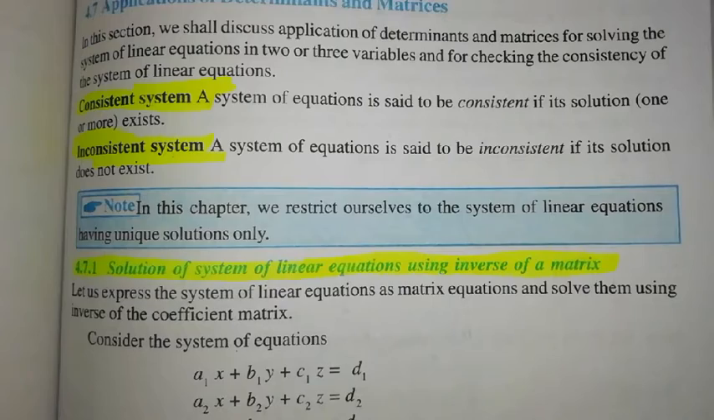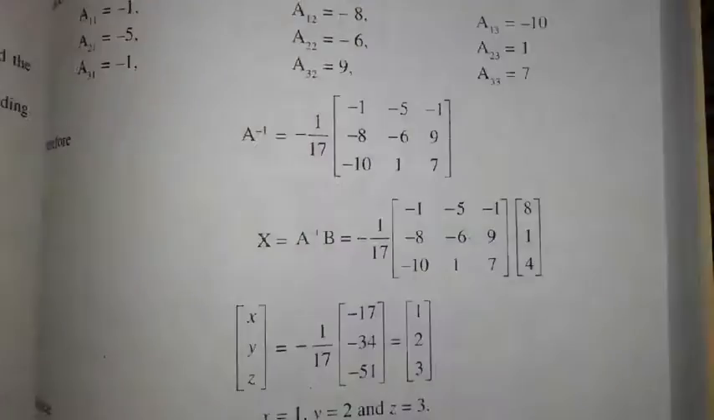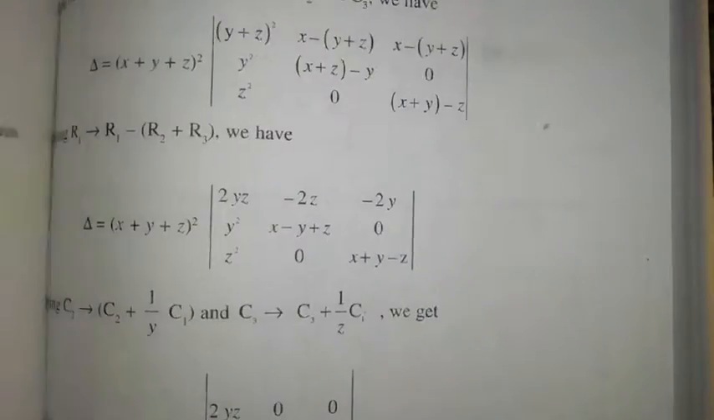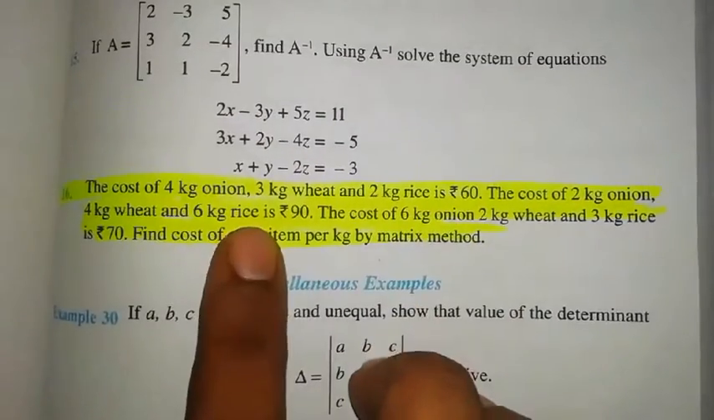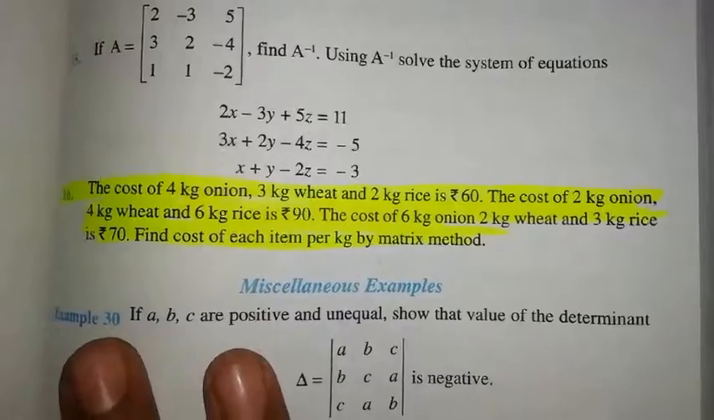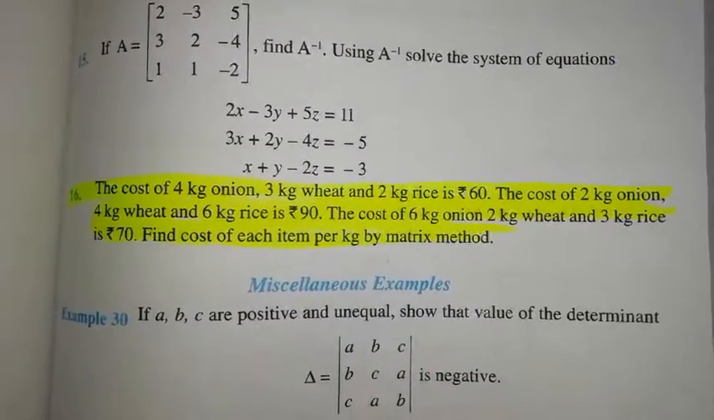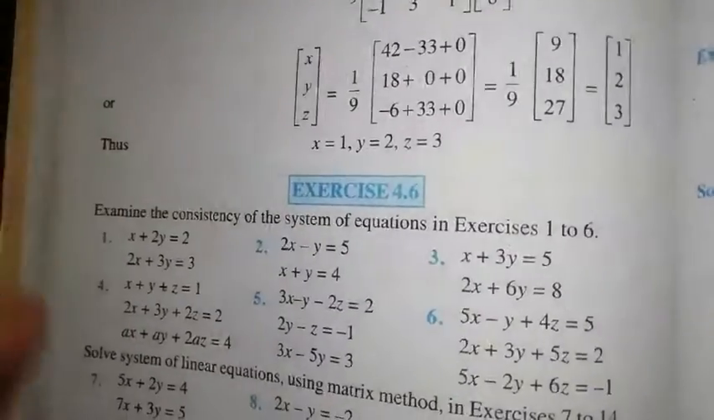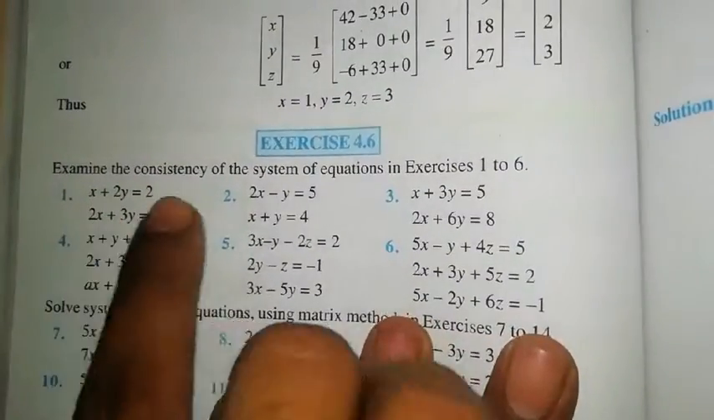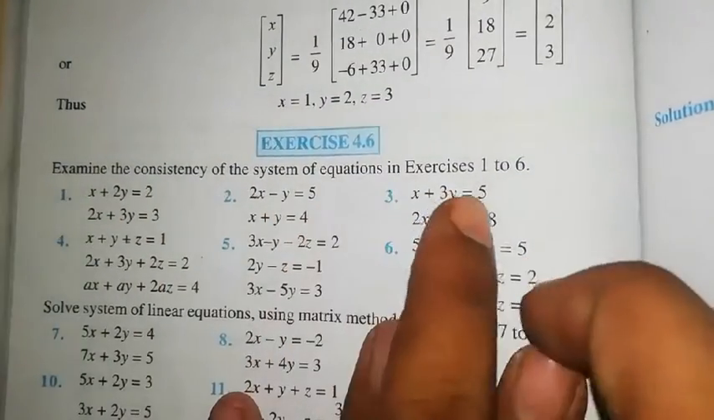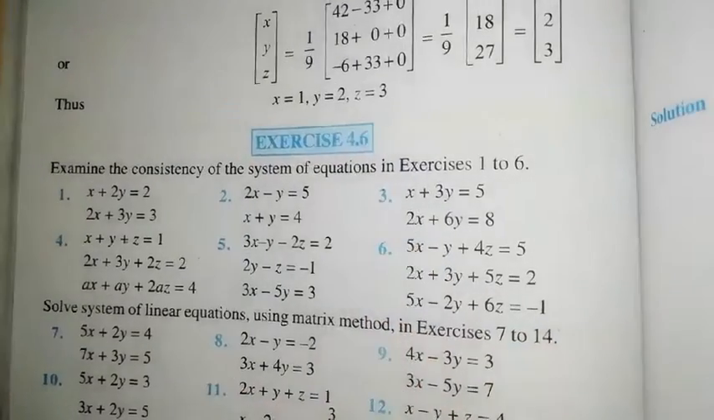Okay, it means that questions based on story problem type, like the question number this question, this type of question will not come in board examinations. Also this question, that is question number 1: examine the consistency of the system of equations in exercise 1 to 6.